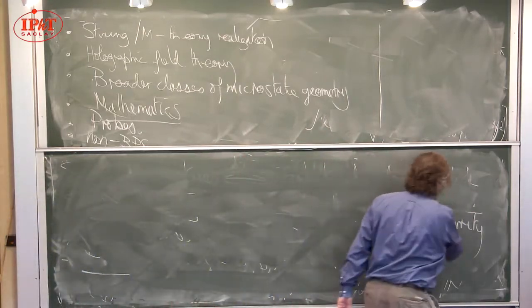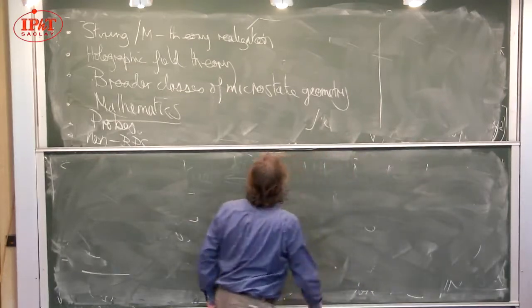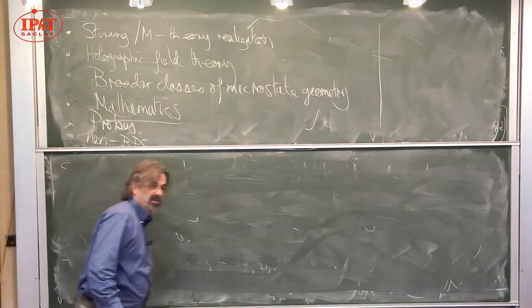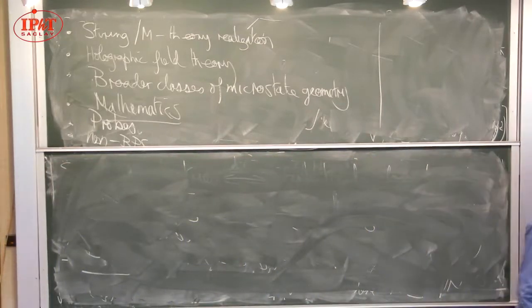Any questions, though, before I go there? There was one question about, do we get the entropy? That has a lot to do with the holographic field theory and the broader classes of microstate geometries. But there's also another comment I'll make about that in a minute. Any questions or comments before I go there? OK.